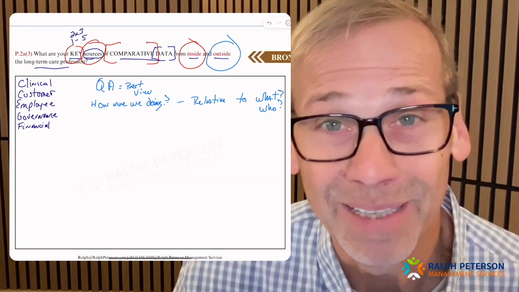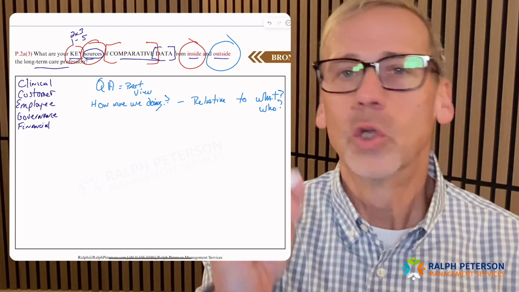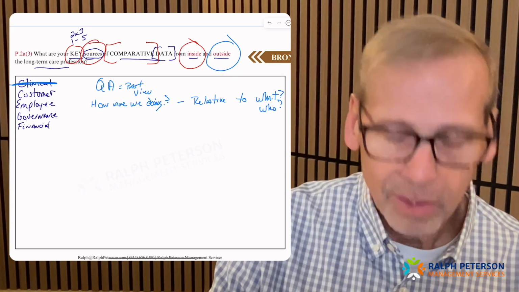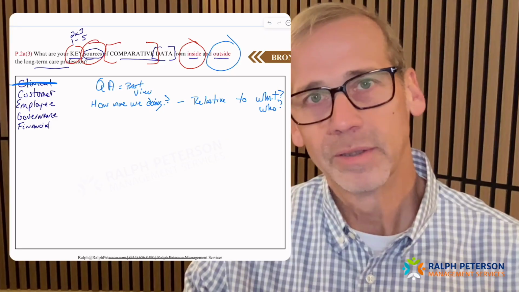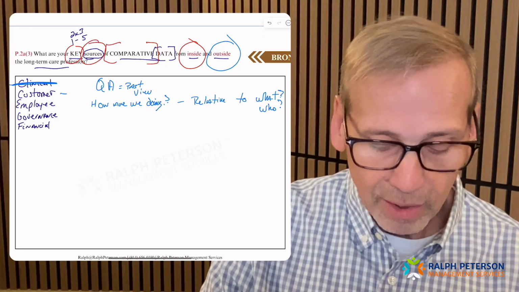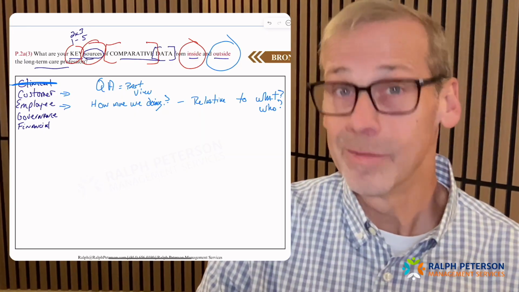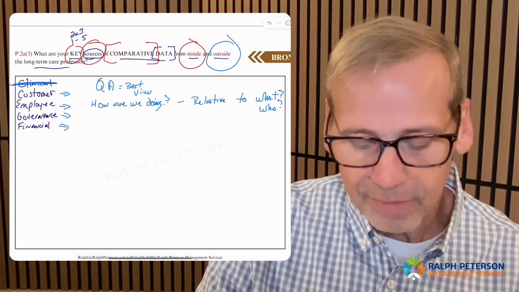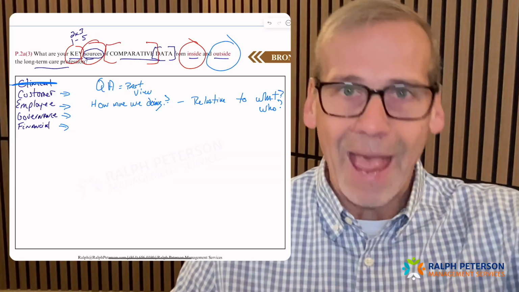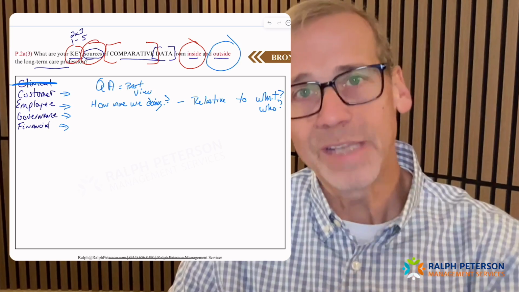Well, what does that mean, right? Let's say this first and foremost. You're likely not going to find comparative data on clinical metrics from outside the long-term care industry, but you might find customer data that you can compare, employee data you might compare, governance, and even financial data. You could probably find a source outside the long-term care industry that you can compare to yourself to see how are we doing.